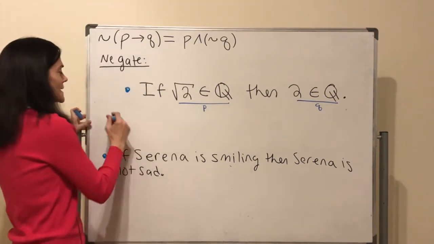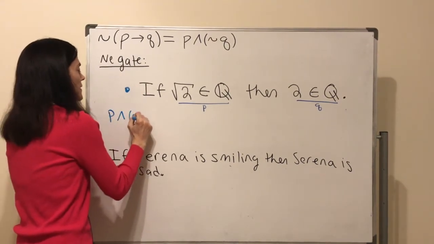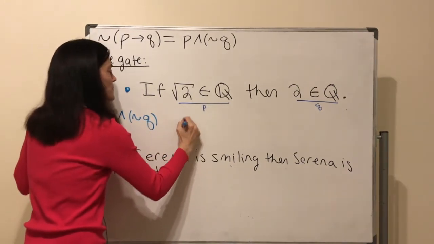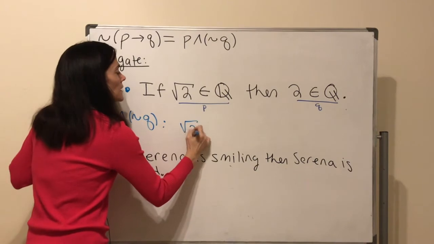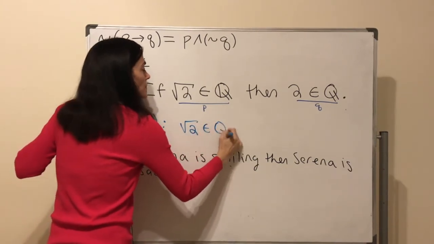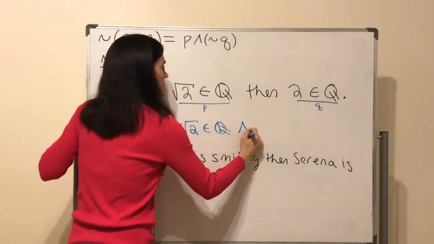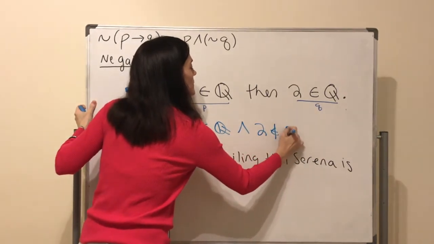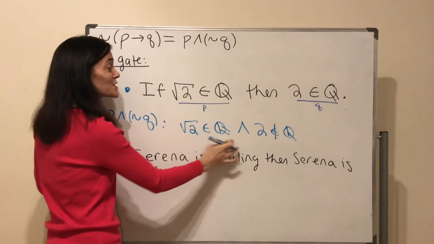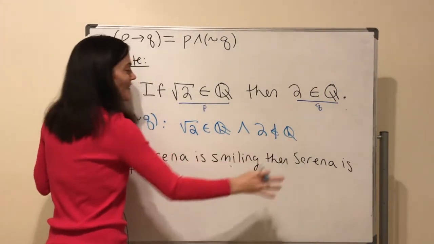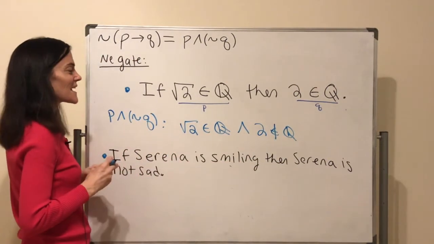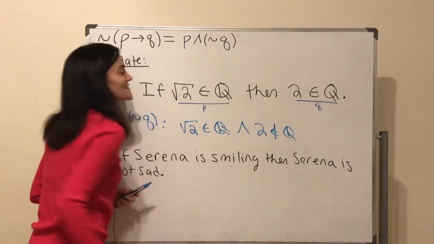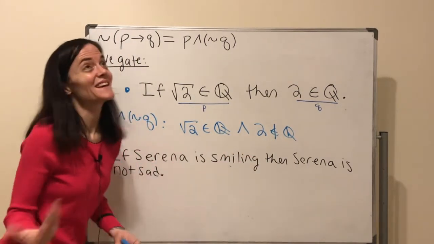What we want here is P and not Q, which just says the square root of 2 is in Q and 2 is not in Q. So this says the square root of 2 is rational and 2 is not rational. Of course, this is a false statement. In fact, both of these are false. You add 2 falses, we get a false.